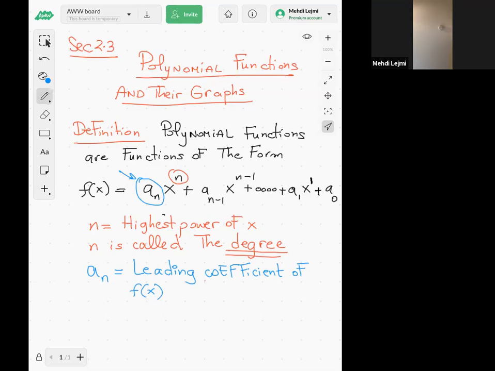Again, guys, the powers of x must be positive whole numbers. They cannot be negative. They cannot be fractions. So the powers of x must be positive, or of course 0, whole numbers.